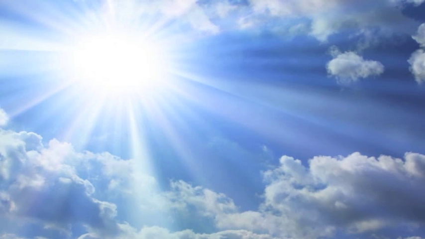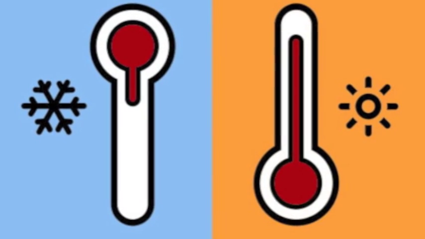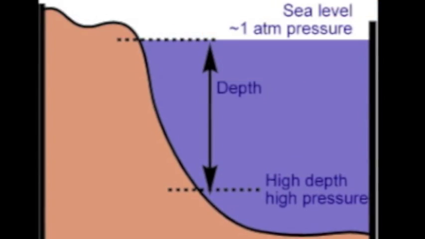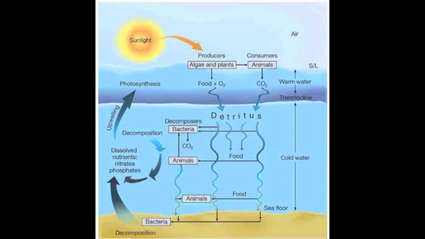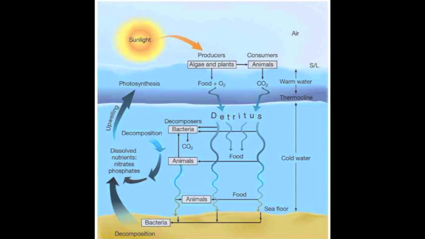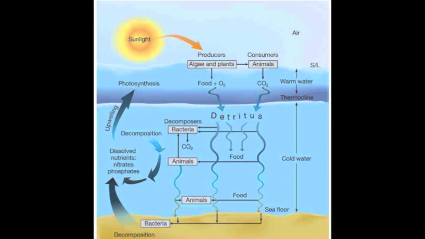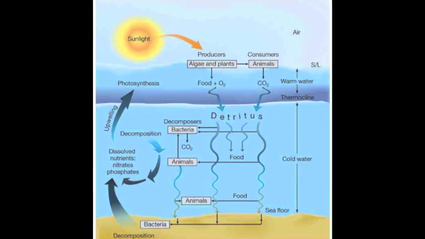Some abiotic limiting factors for the open ocean are things like the amount of sunlight the area in the ocean receives, the temperature of the area of the ocean, the depth or pressure of the layer of the ocean, and finally, the oxygen concentration and concentration of other nutrients in that layer of the ocean.